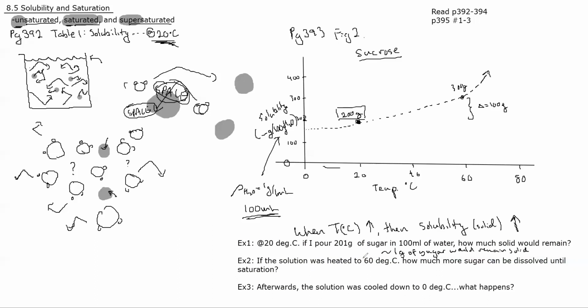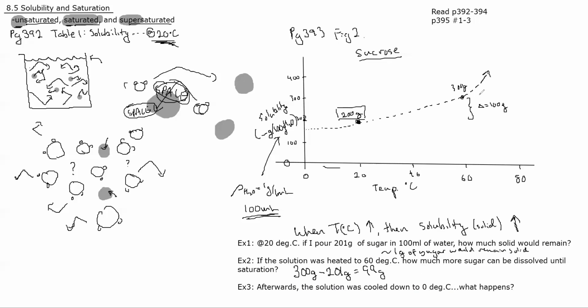If the solution was heated to 60 degrees Celsius, how much more sugar can be dissolved? Well, I can have 300 grams dissolved, and if I already dissolved 200, then there is, quote unquote, room for 99 more grams of sugar to be dissolved. Okay. So let's pretend we dissolve 300 grams. Exercise 3. Afterwards, if the solution was cooled down to 0 degrees Celsius, what happens?